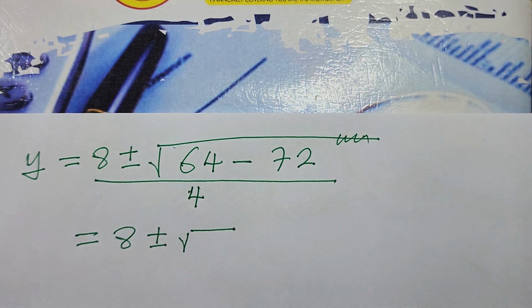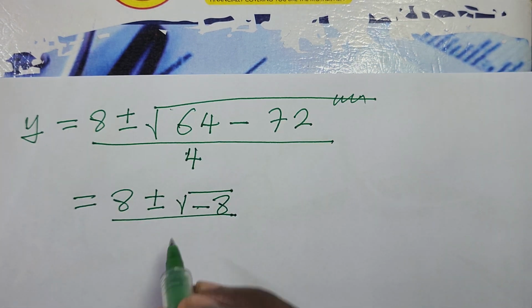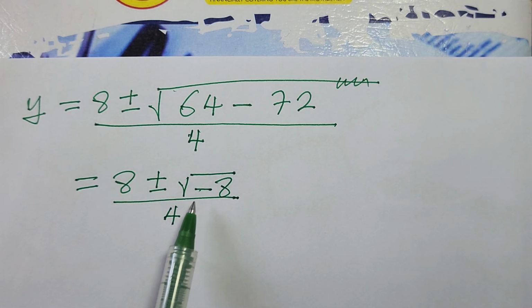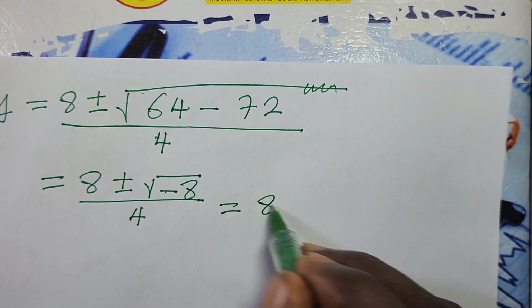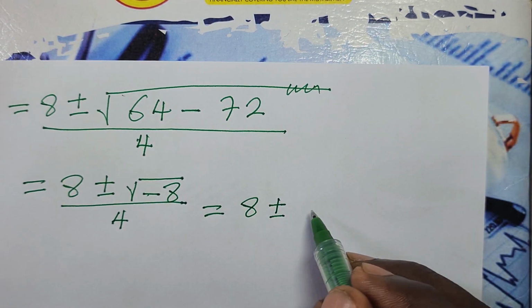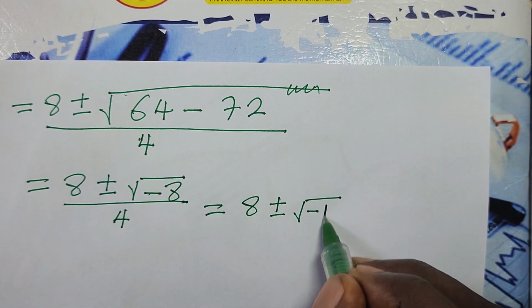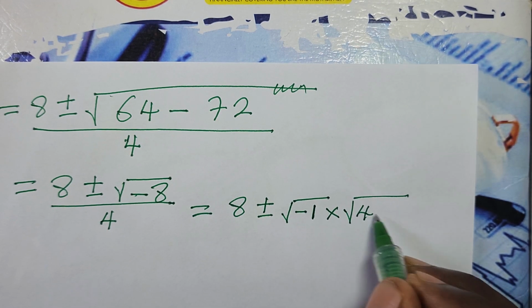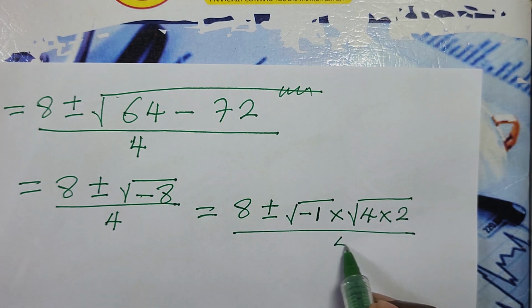That will give us minus 8. We have here y to be 8 plus or minus the square root of minus 8, and all over our 4 here. Now we have minus 8 here. We can rewrite minus 8 in a very simple format. This will give us 8 plus or minus the square root of minus 1 times the square root of 4 times 2. Okay, this is all over 4.